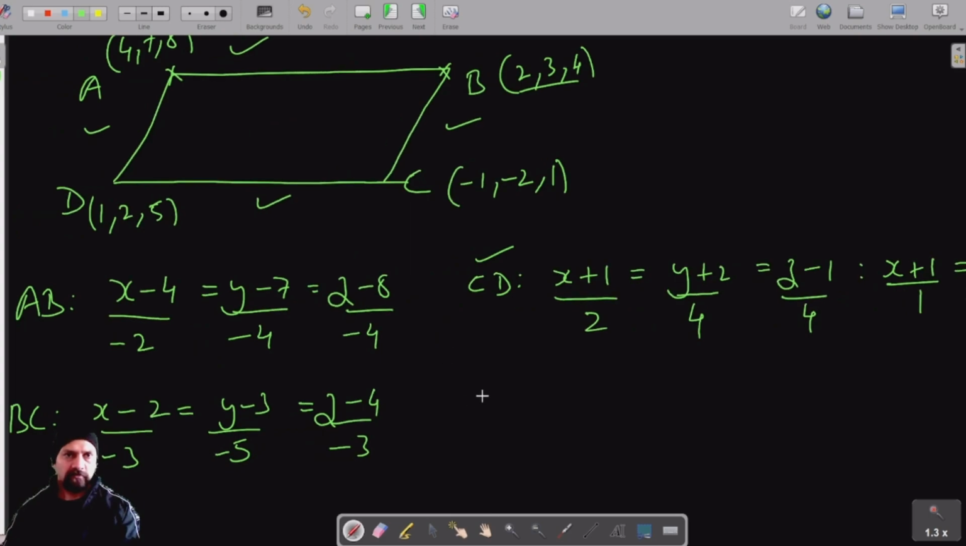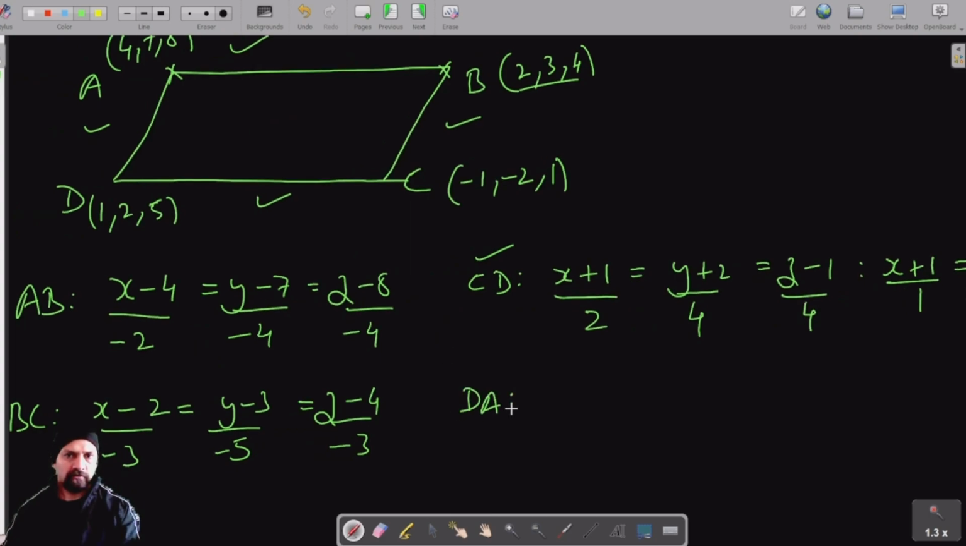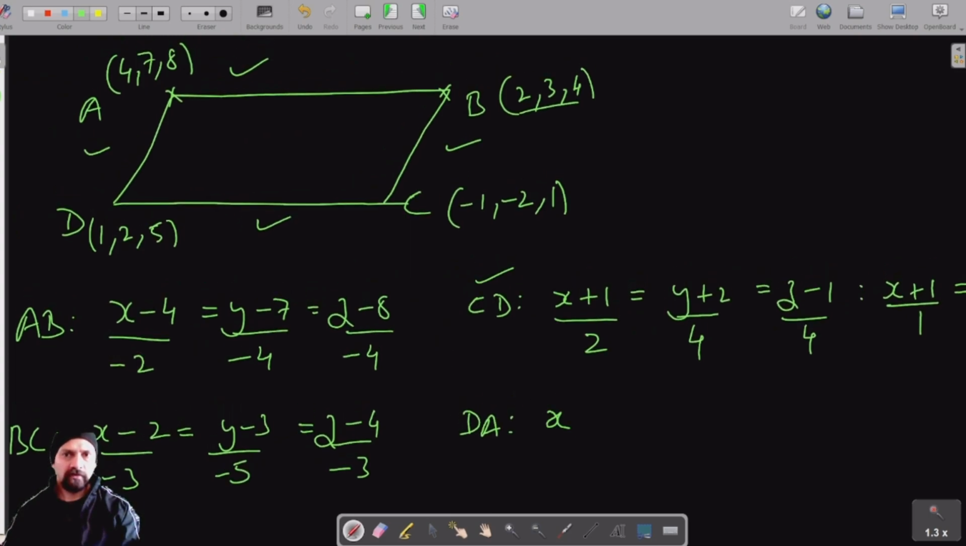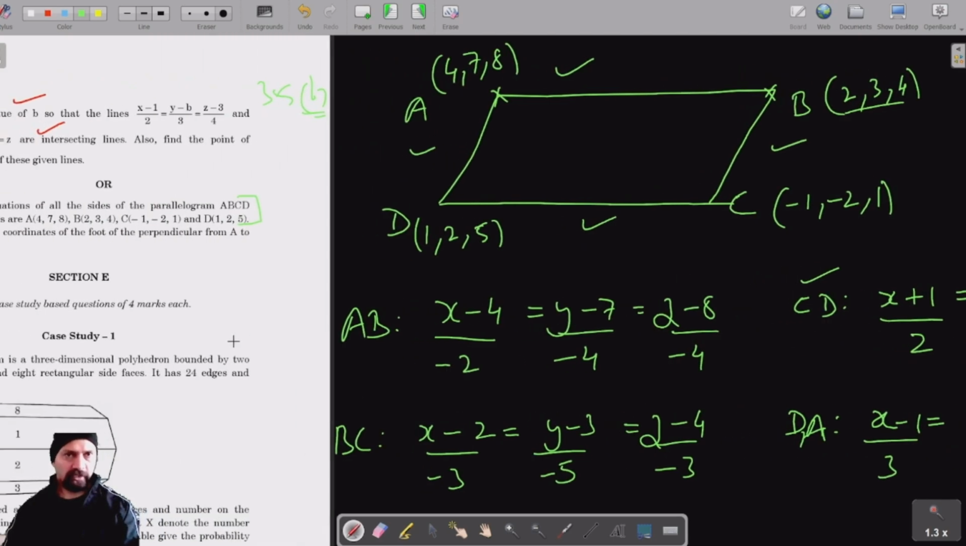Similarly, we can get the equation of the side DA. So this is x minus 1, y minus 2, z minus 5, and 4 minus 1 is 3, 7 minus 2 is 5, and 8 minus 5 is 3. Okay, we have got all the equations of the sides.